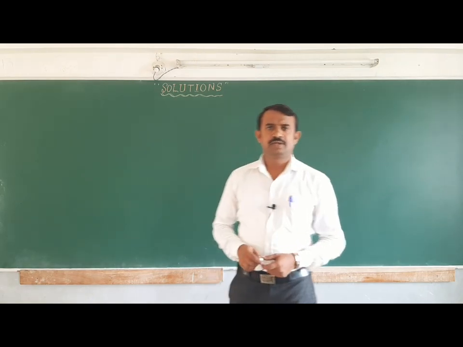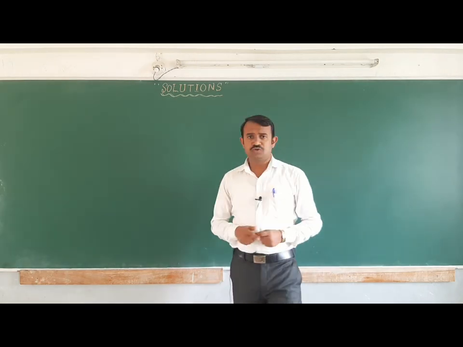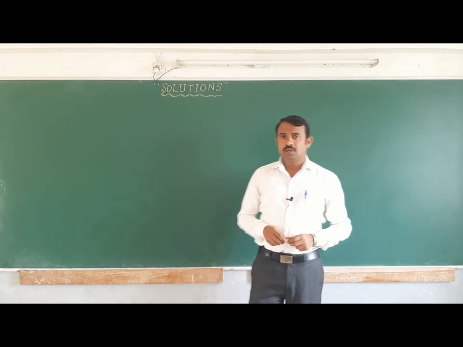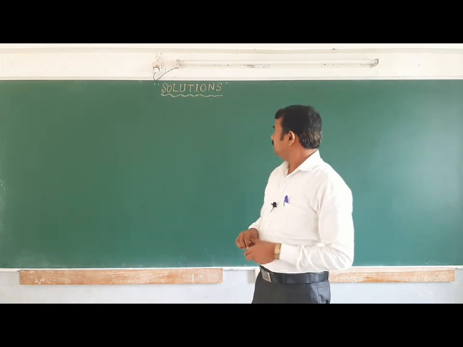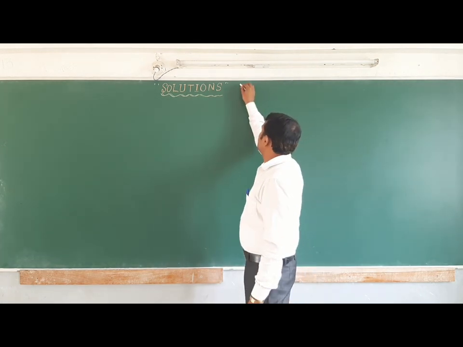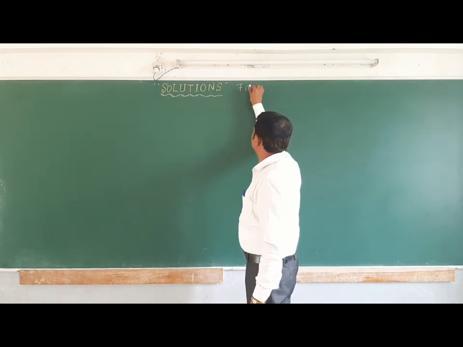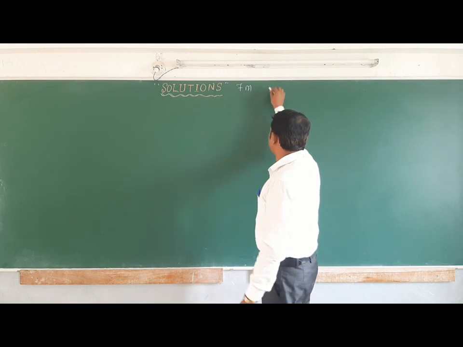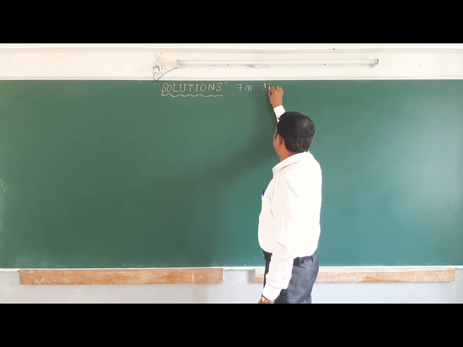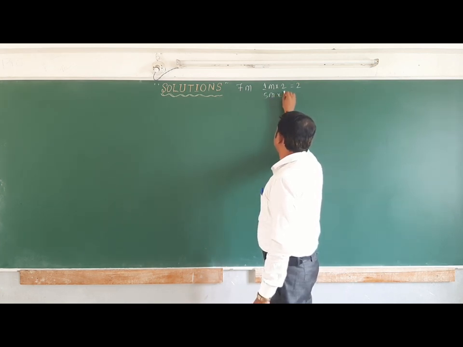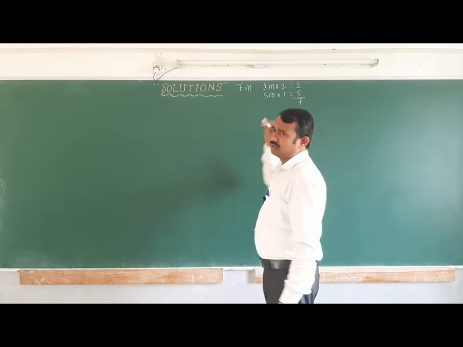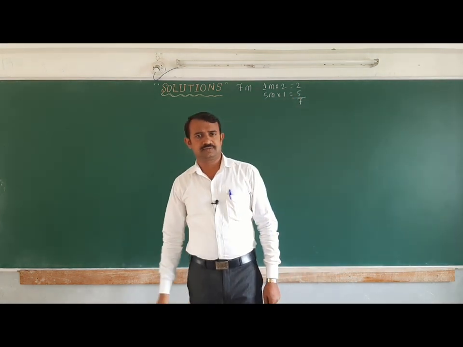Okay students, today we will go for one of the new chapters, Solution. It is one of the physical chemistry chapters. The number of marks is 7 marks. The types of questions that arise are one 1-mark question, one 2-mark question, and one 5-mark question. Total number of marks is 7 marks.